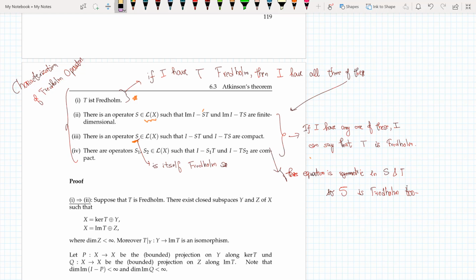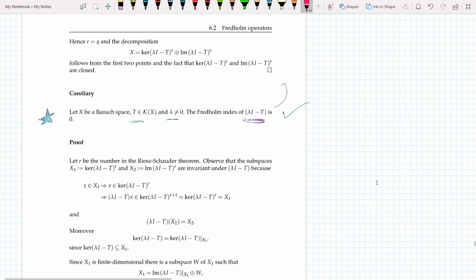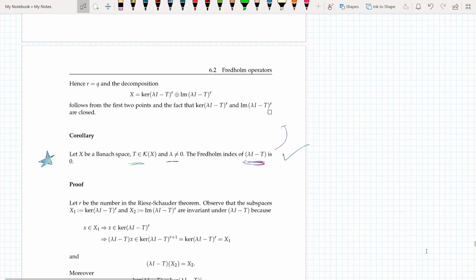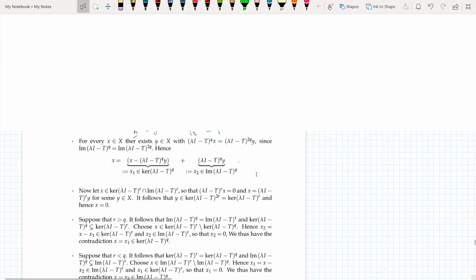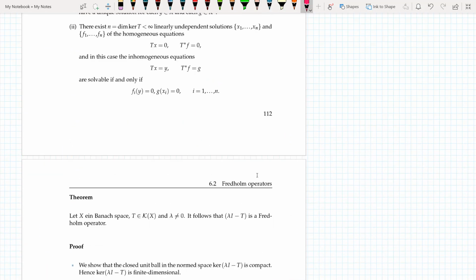Now I say that lambda I minus T, where lambda is not 0 and T belongs to the space of compact operators, is Fredholm with index 0. Now if I can prove that, so now I had: let X be a Banach space and T be compact, then lambda I minus T is Fredholm with index 0. That's what I had. Similarly here also I had a theorem that let X be a Banach space and T be a compact operator, then lambda I minus T is Fredholm.